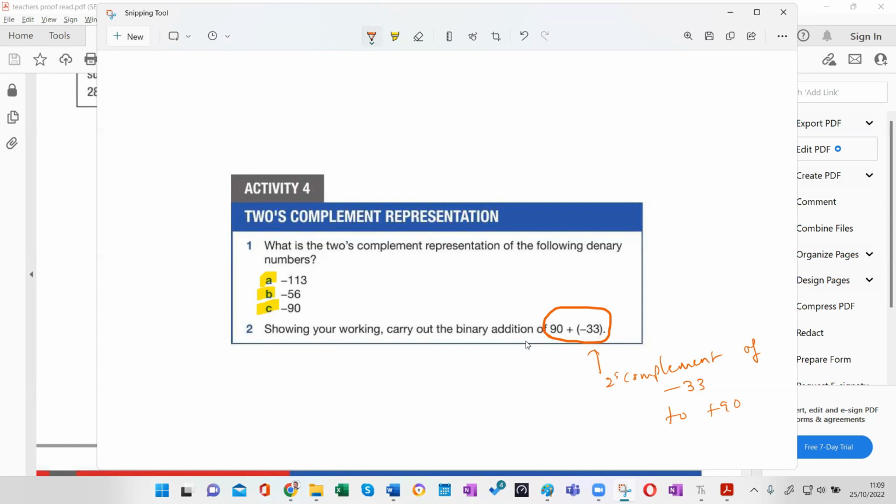Right? It's so easy. All you got to do is just represent 90 in bits, 8 bits, right? And show minus 33 in 2's complement, 8 bit. And then add the 2. Just add these 2. So give it a try. I will explain that in the next class. But these 3, of course, you can do today itself.